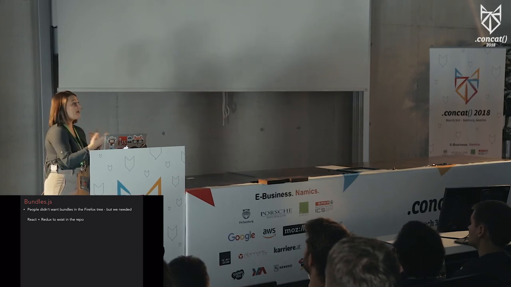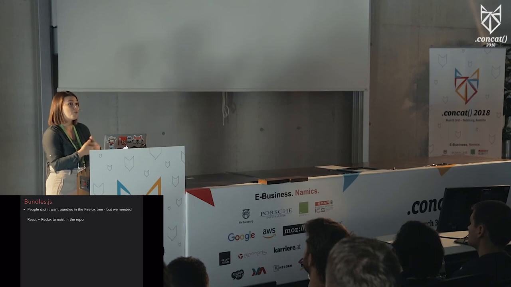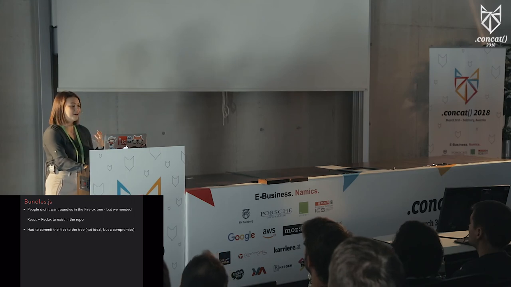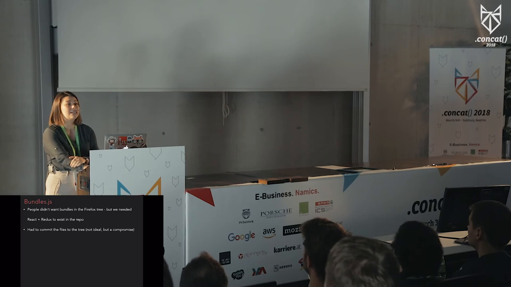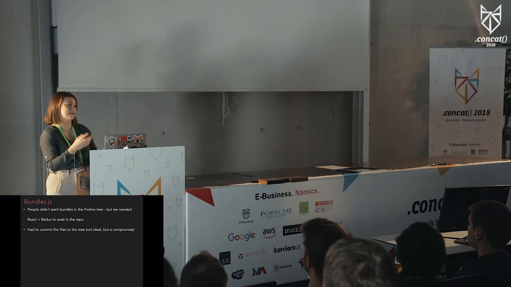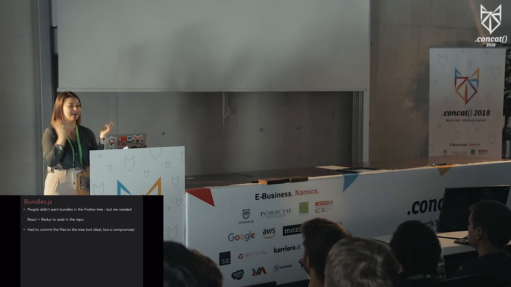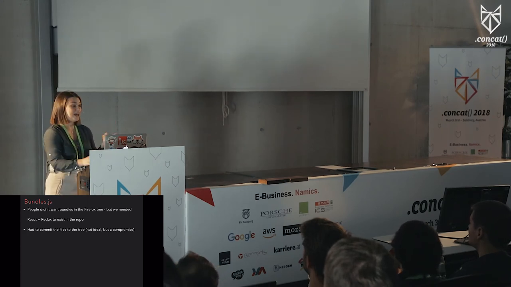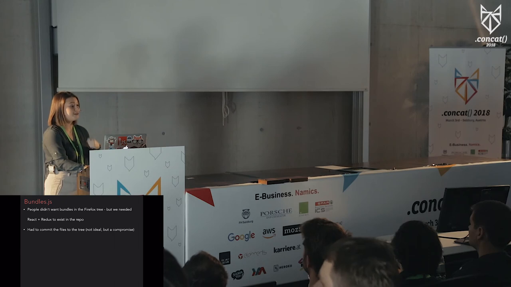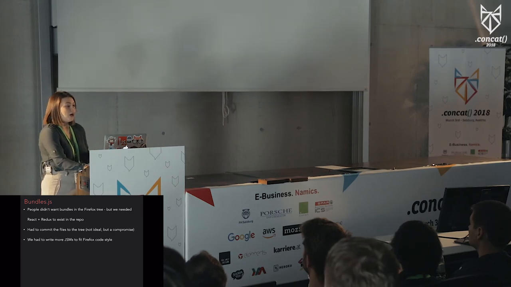So we had to have a lot of back and forth with the engineers, like, well, what can we land? What would you be comfortable landing in the tree? So we had to commit the actual files of React and Redux into the tree, which is not ideal, but it's a compromise, including all the licensing, every time we upgraded to React 16, and that was a big thing. But that's something we had to do if we wanted those files in the tree.